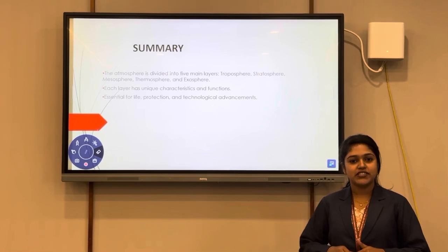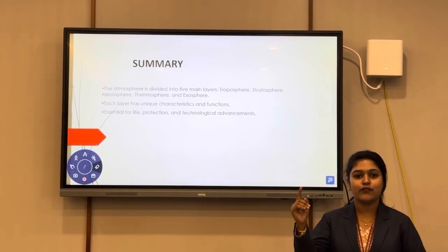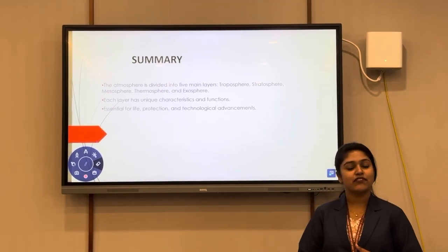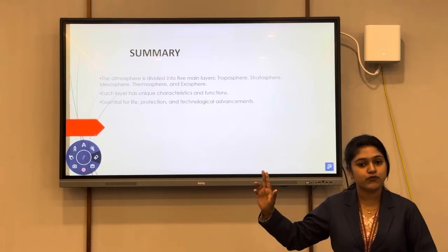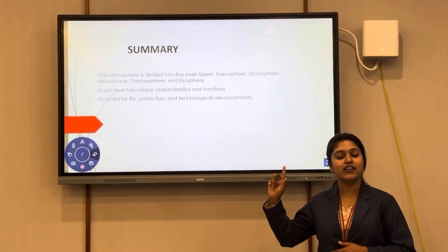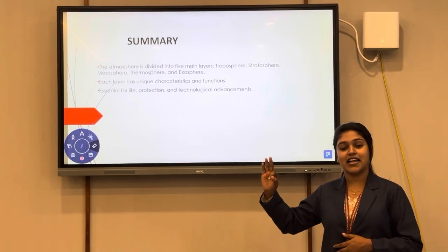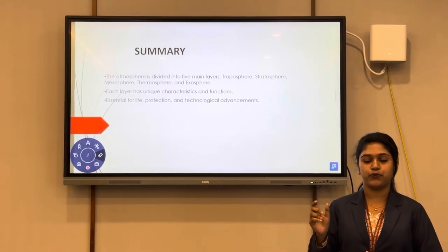Moving to the conclusion, the atmosphere is a mixture of numerous gases surrounding the earth's surface, and it is essential for supporting life. There are 5 layers of the atmosphere, that is troposphere, stratosphere, mesosphere, thermosphere and exosphere. And there are 3 transitional boundaries, that is tropopause, stratopause and mesopause.